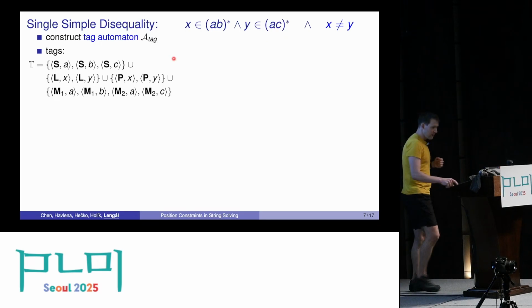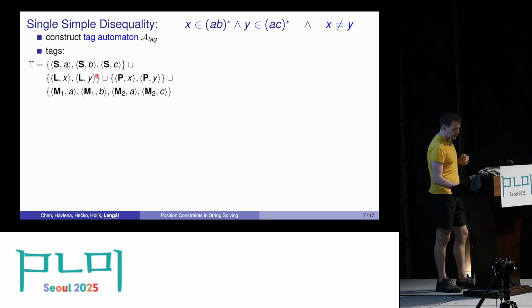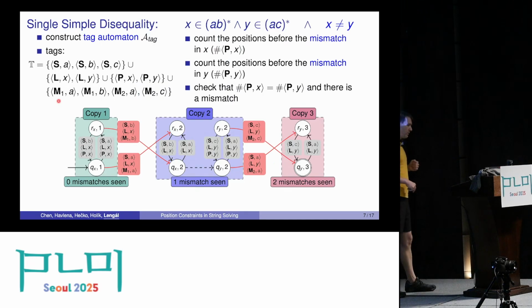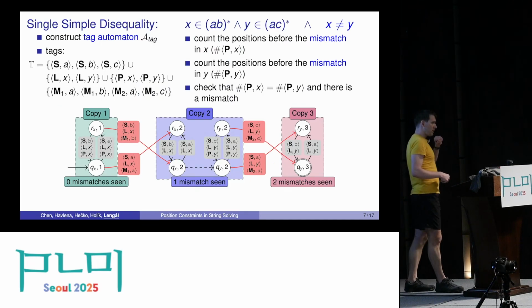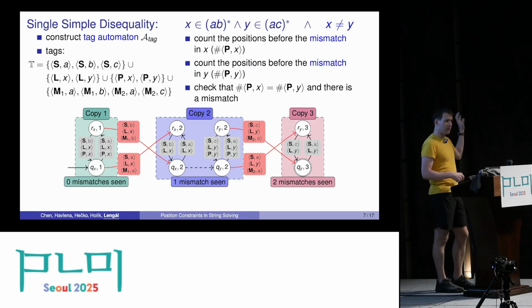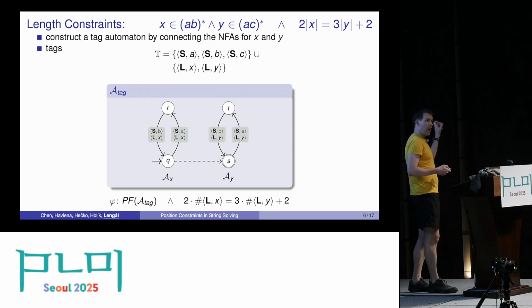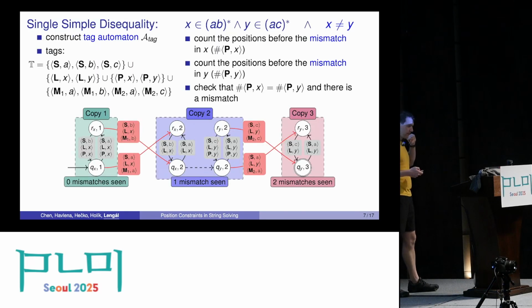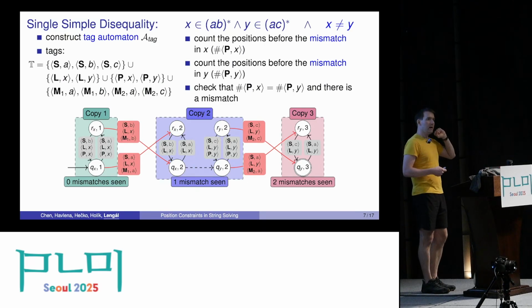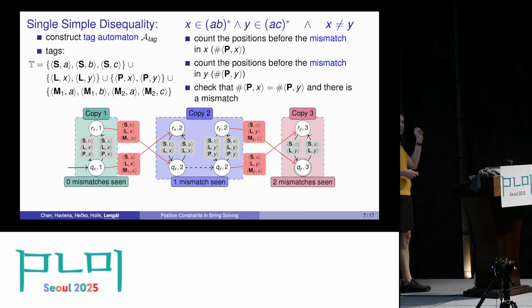Before, we had tags with the symbols and the lengths. Now we will also put in other tags, the position tags, px, py, and mismatch tags. The idea is that we will construct the tag automaton as in the case for the length constraints. If I come here, we will construct this thing, and we will make several copies. We will make 3 copies that will encode how many mismatches we have seen.